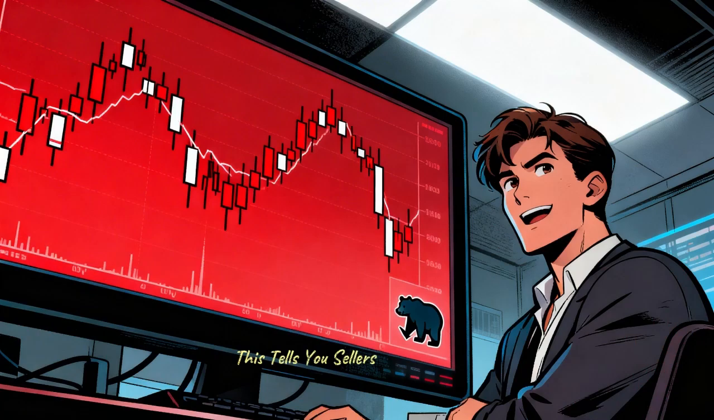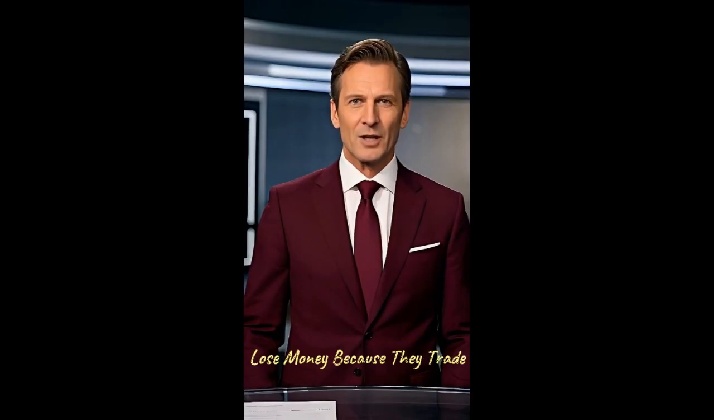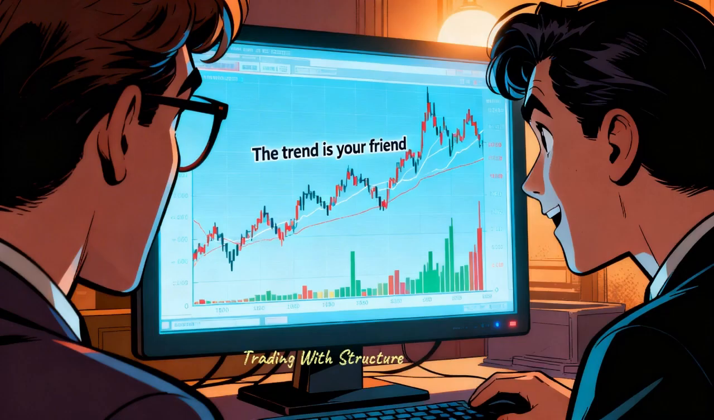This tells you sellers are in control. Why market structure matters. Most beginners lose money because they trade against the trend. If the market is in a clear uptrend, look for buying opportunities. If the market is in a clear downtrend, look for selling opportunities. Trading with structure increases probability. Remember, the trend is your friend.